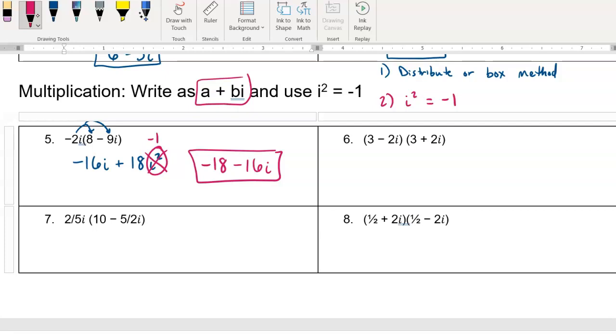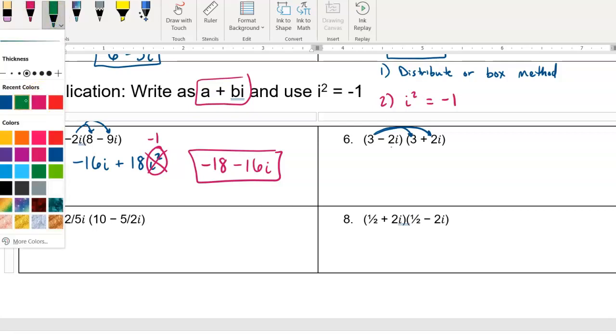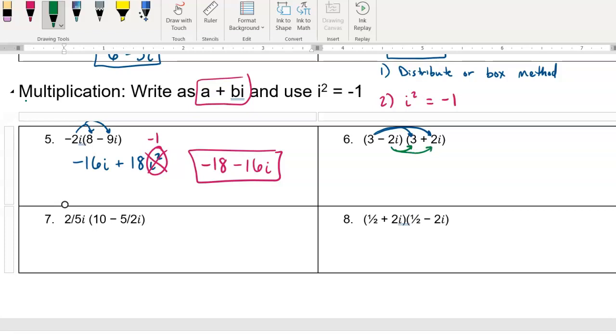All right, let's look at number 6. This one we could distribute. If we distribute, we would take 3 times each of those terms, and then we would take the negative 2i and multiply it times both of those. That can get kind of ugly though. So what I'm going to do is use what's called the box method.